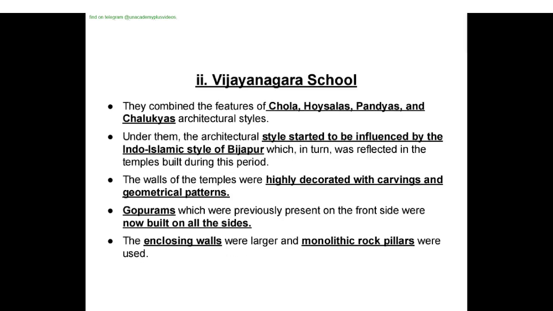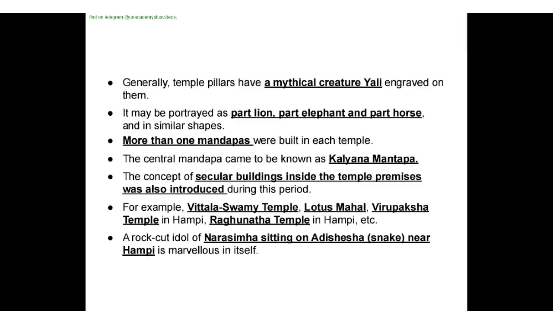Vijayanagara school. They combined the features of Chola, Hoysala, Pandya, and Chalukya architectural styles. Under them, the architectural style started to be influenced by the Indo-Islamic style of Bijapur, which in turn was reflected in the temples built during this period. The walls of the temples were highly decorated with carvings and geometrical patterns. Gopurams, which were previously present on the front side, were now built on all sides. The enclosing walls were larger and monolithic rock pillars were used.